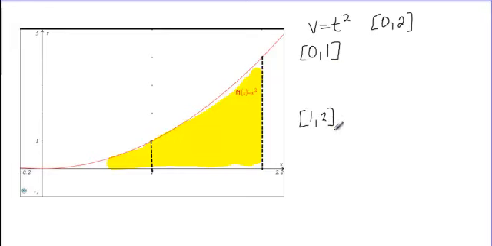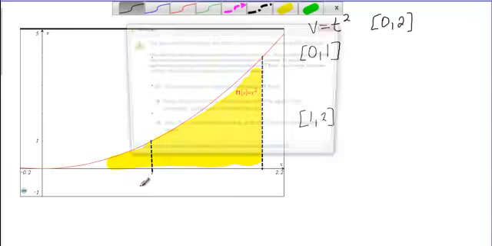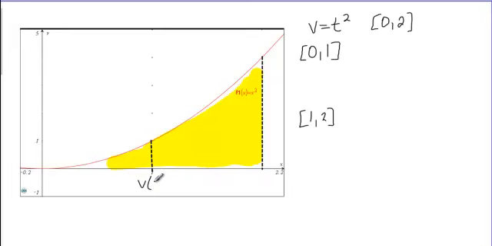If I decide to use the right endpoint for each subinterval to get a velocity, then what I'm going to do is evaluate v of 1, which is going to be this height, and I'm going to evaluate v of 2, which is going to be this height.